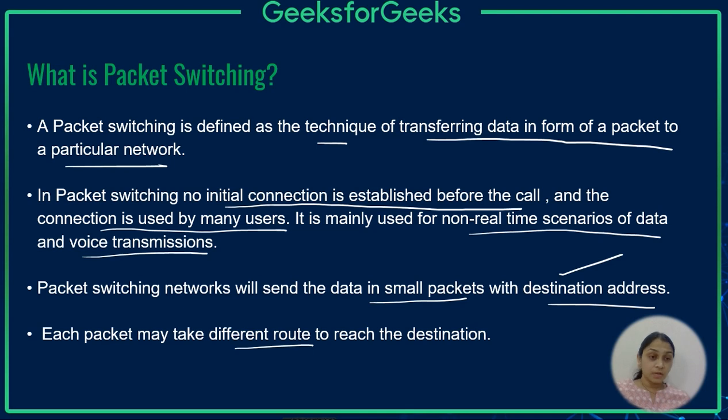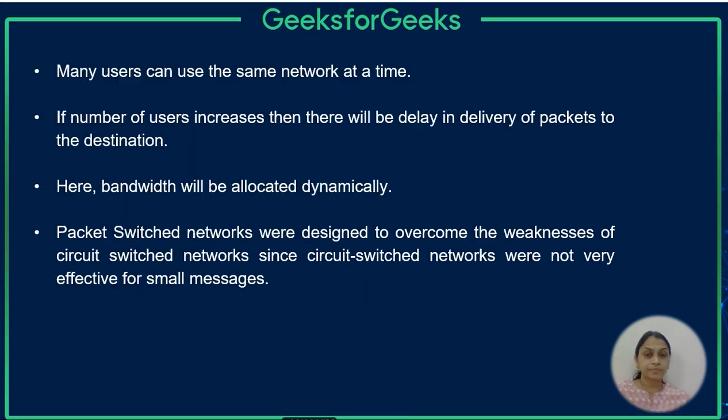That is what I said. It may take a different path. One packet will go in one direction, and another packet will choose another route. All packets will reach the same destination, because each packet is attached with the destination address. Many users can use the same network at a time. If the number of users increases, there will be a delay in delivery of packets to the destination. Obviously, if the congestion is more, a delay will occur.